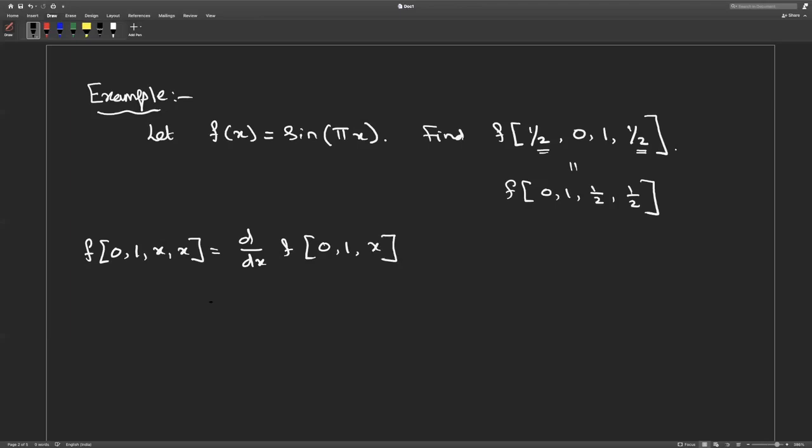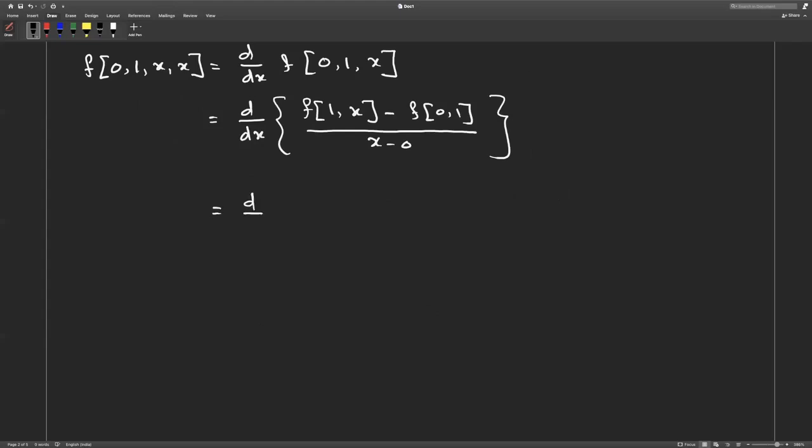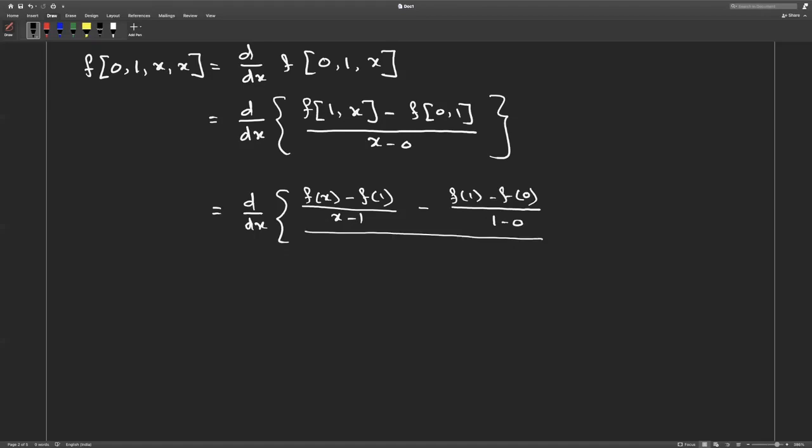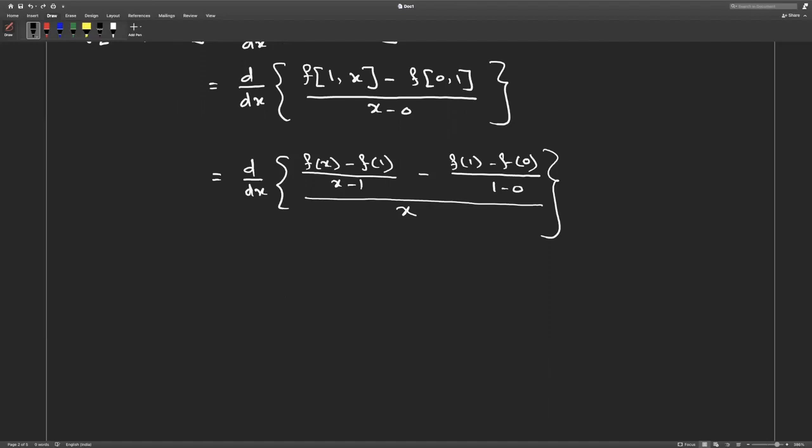x], right? And that can be written as d by dx of (f[1, x] minus f[0, 1]) divided by x minus 0, and that can be written as d by dx of ((f of x minus f of 1) divided by x minus 1, minus (f of 1 minus f of 0) divided by 1), the whole divided by x. Remember, f of x is sine pi x.